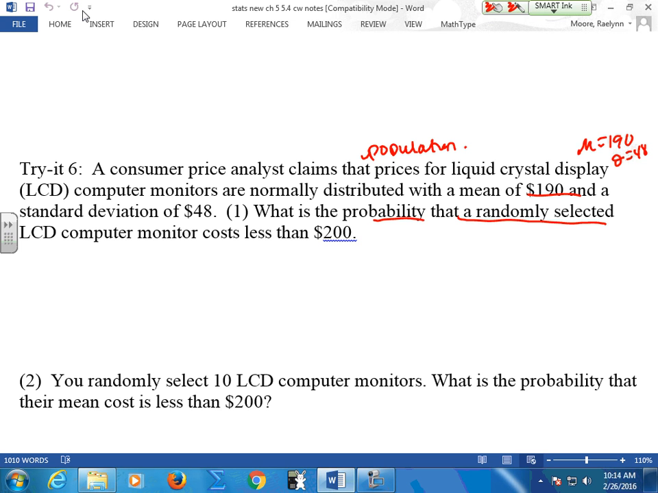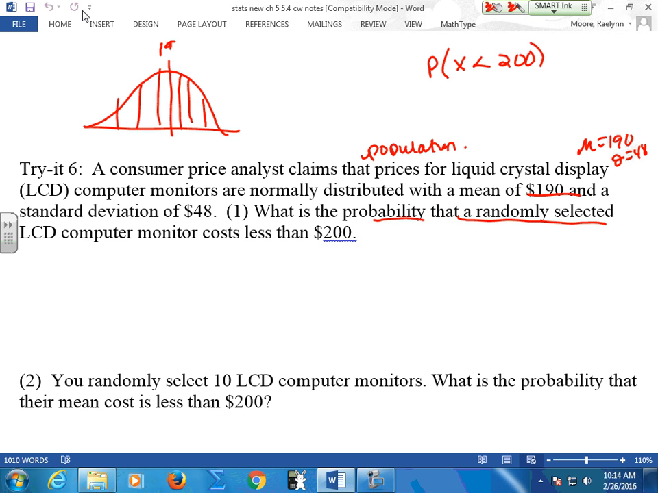What is the probability? Again, probability, I'm looking for an area, that a randomly selected computer monitor costs less than 200. X is the computer monitor. Okay, so I build my chart. Okay, my 190 goes in the middle, and I go up 48. Hopefully I did this one. I only went up a little bit, just to get to 200. So if you add 48, this is 238.